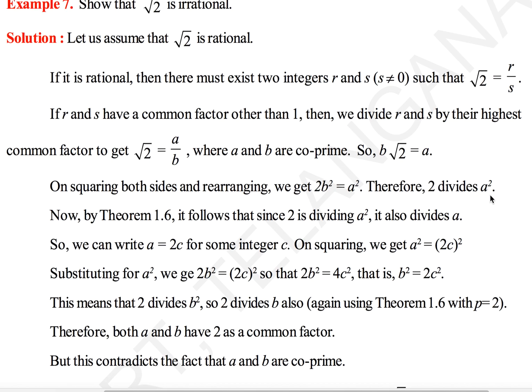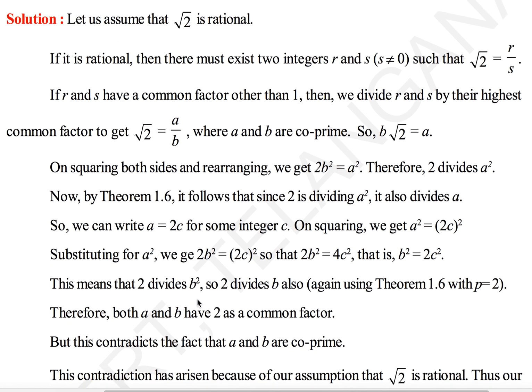Therefore 2 divides a square. Now by theorem 1.6, it follows that since 2 divides a square, it also divides a. So we can write a equal to 2c. On squaring, a square equals 4c square, right? So if we equate, 2b square equals 4c square, that is b square equals 2c square. That means 2 divides b square, so 2 divides b also, again using the same theorem.